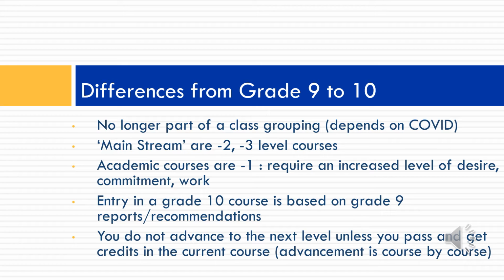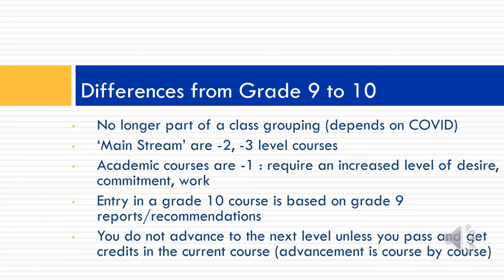completion. It's also really important to know that in high school you do not advance to the next level of course until you pass and get credits within the current course that you're in. So for instance, you need to pass English 10-2 and receive those credits before you can move on to English 20-2, and those are requirements that are set by the Alberta government.